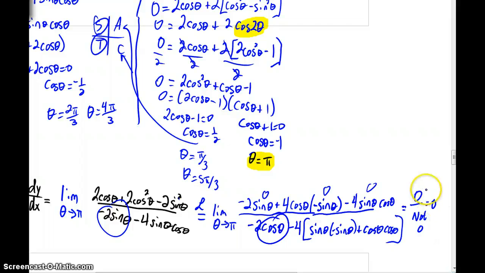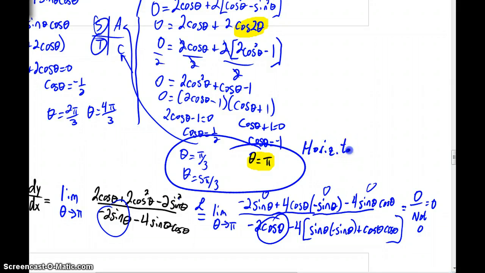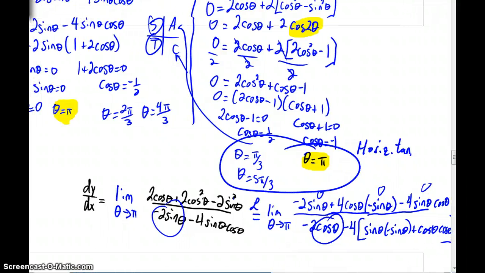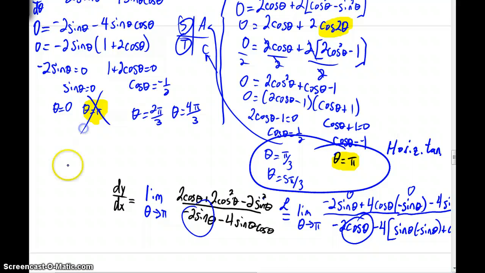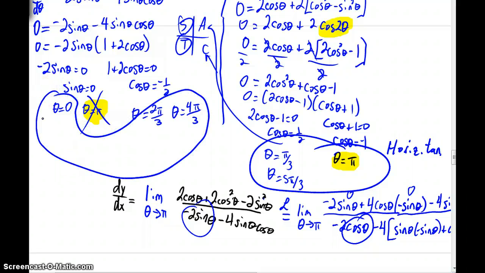So do you know what? Our top is 0. We're not undefined. This is going to be a horizontal tangent. Horizontal tangents occur when we have our numerator equaling 0 in our derivative, but our denominator is non-zero. We come back over here, we're going to throw out that pi. These other 3 theta values are going to correspond to a vertical tangent.